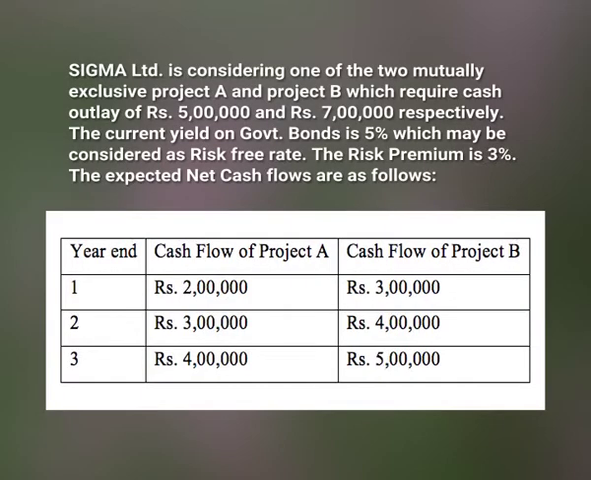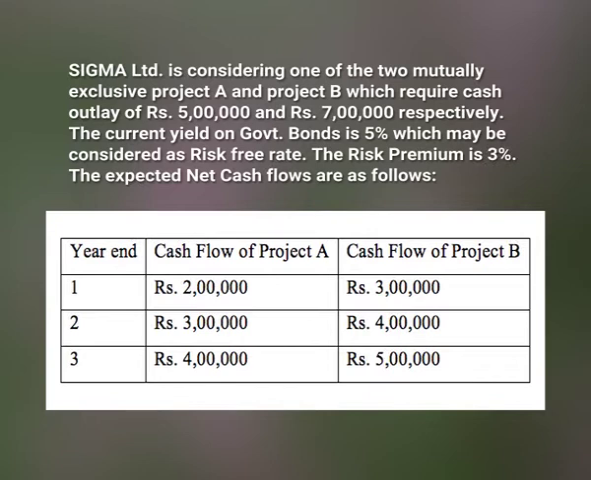Now, let's see one illustration on this. Sigma Limited is considering one of the two mutually exclusive projects, project A and project B, which require a cash outlay of rupees 5 lakhs and rupees 7 lakhs respectively. The current yield on government bonds is 5%, which may be considered as the risk-free rate. The risk premium is 3%. The expected net cash flows are as follows. Now, we can see the table, year end.